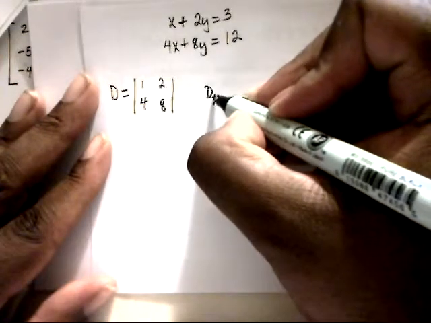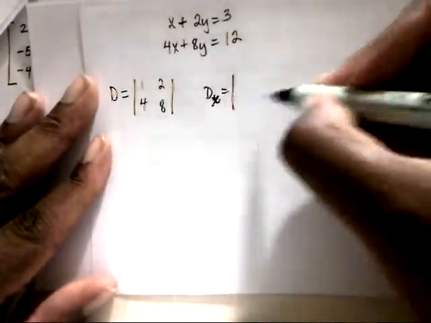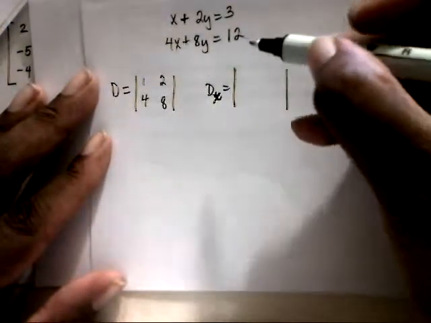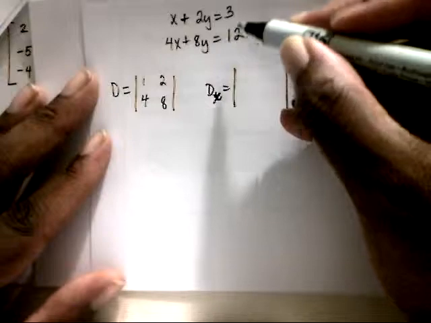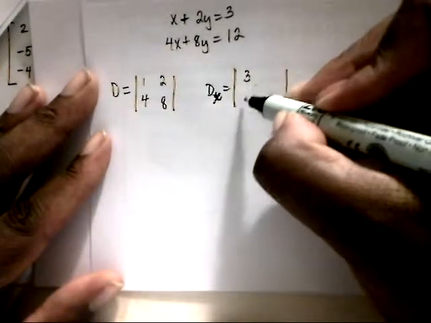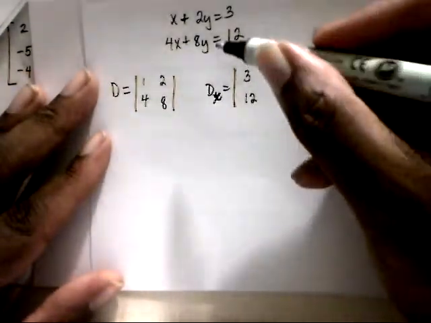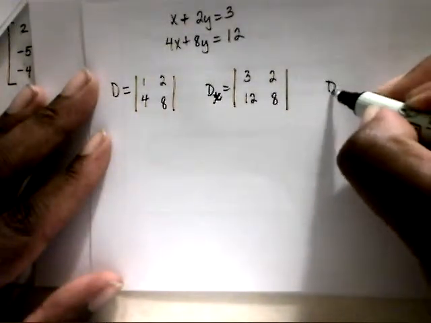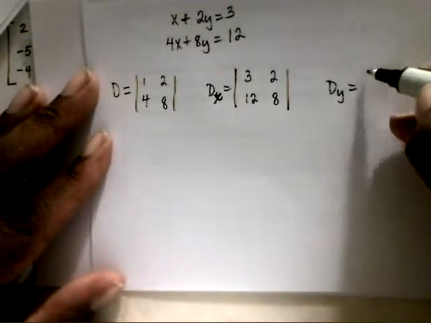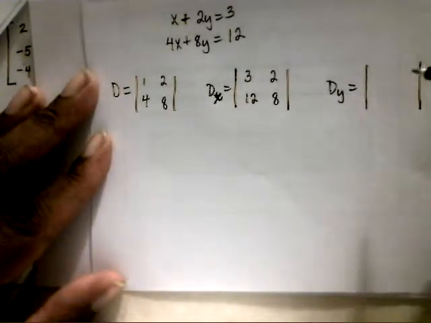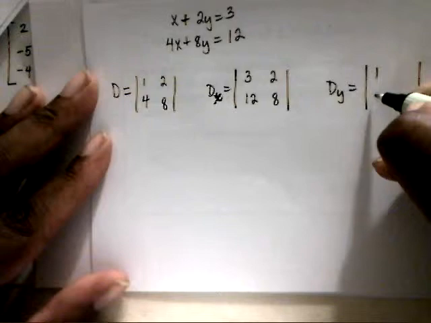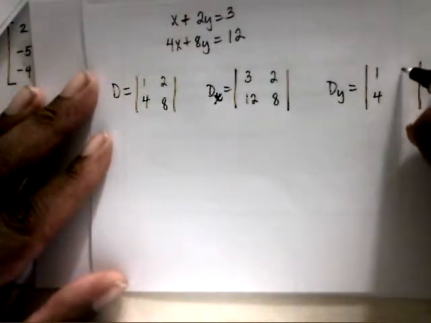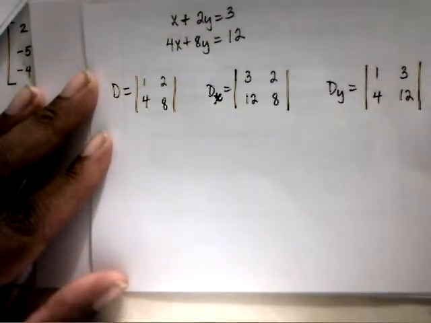Now for d sub x, that's d sub x there. Your x column will be replaced by your constants, which is now 3, 12. This column is your coefficient of y, 2, 8. Then for d sub y, the x column is 1, 4. Now the y column is replaced with your constants 3, 12.